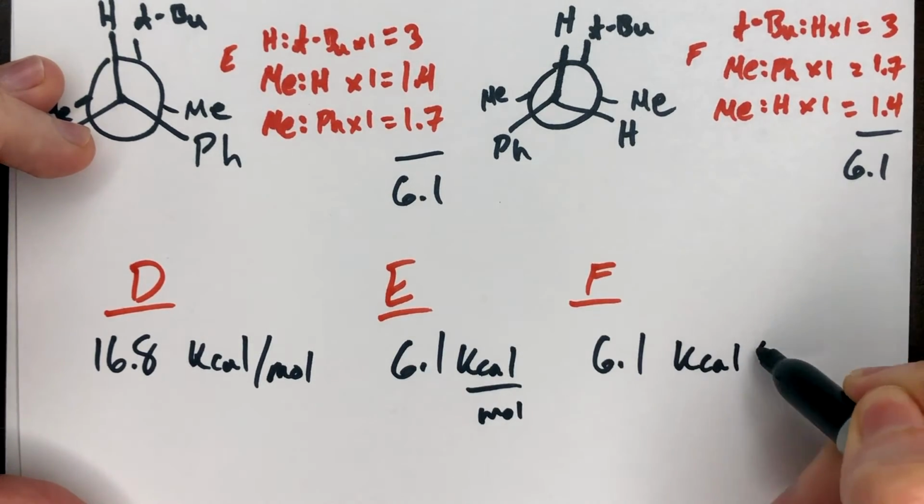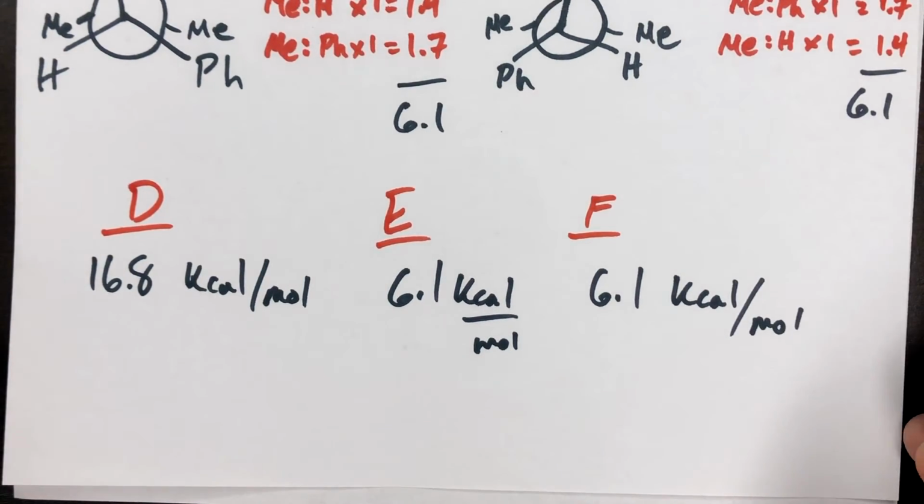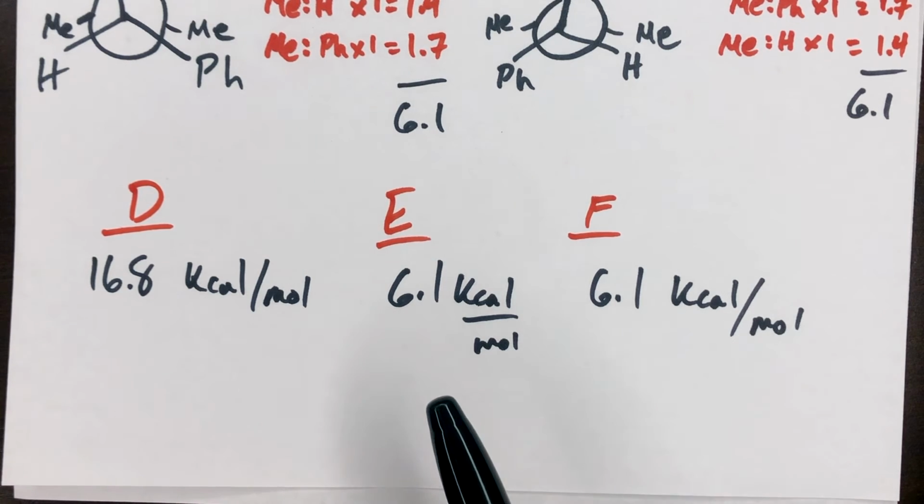Okay, so now what we can say from this is that there's a huge difference here, almost 10. Again, you can do the exact same procedure we did before to know which is most stable. So E and F are almost 10 kcals per mole more stable than, or excuse me, almost 11 kcals per mole more stable than D.